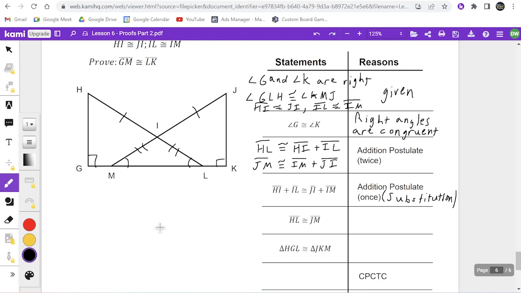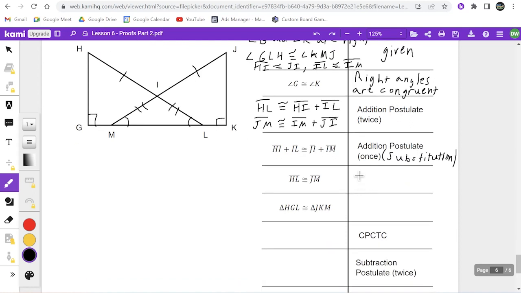But then the next statement, you need to tell me why. HL is congruent to JM, the two long diagonals. Can anyone tell me? This, for sure, is the substitution property. Yep. Absolutely. Because we're substituting the two individual statements with just one statement.